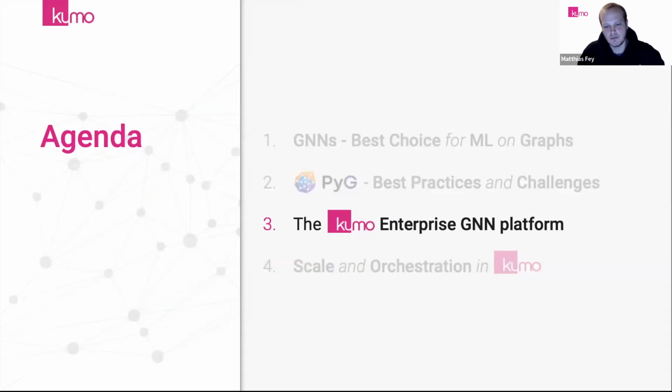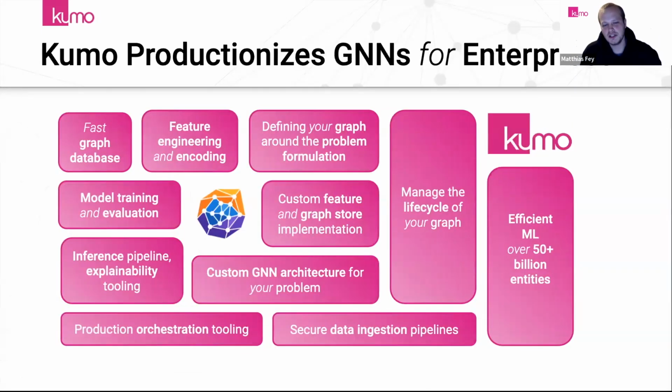That brings us to the Kumo Enterprise GNN platform, because the Kumo GNN platform has the goal to avoid all these issues by providing a platform that deals with everything previously mentioned. And not only does it deal with everything previously mentioned, but it also has a goal to be as efficient and as scalable as possible. That potentially means scaling your GNN to over 50+ billion entities.